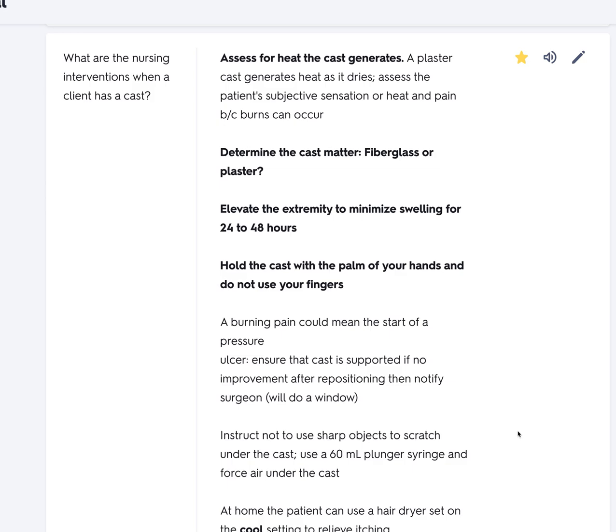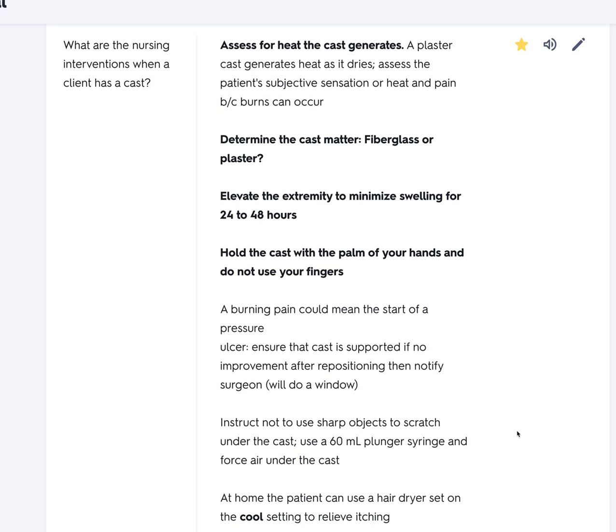They can do a window. They cut out a piece of the cast so that they can see the skin underneath. You want to make sure the cast is not going to cut off circulation, and you want to make sure it's a proper fit. So one finger, not two, one finger should fit between the cast and the skin, okay?